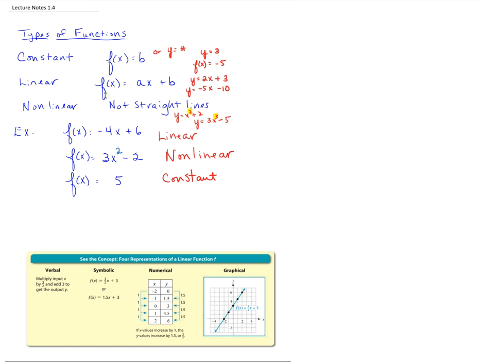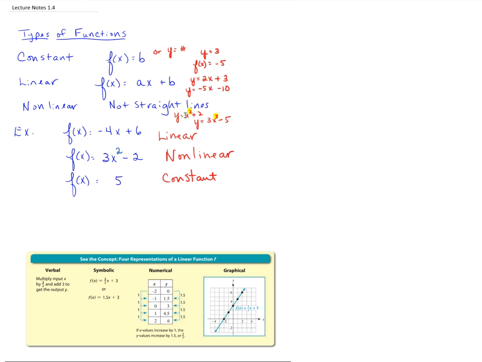Then we have linear. Linear is f of x equals ax plus b, and most of us are used to hearing y equals mx plus b. That's the slope-intercept form. So you're kind of familiar with that. Here's a couple of examples.